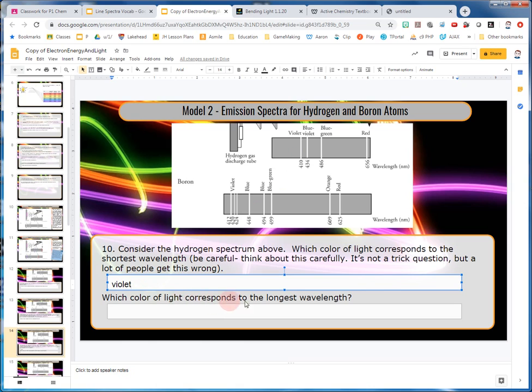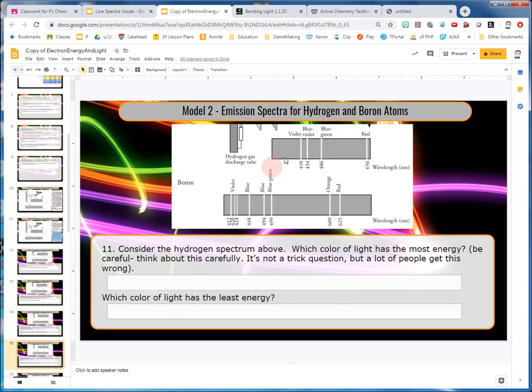Which color of light corresponds to the longest wavelength? Well, looks like red is the longest. If we measure this red wave and it's got a higher number, then it's longer. Okay.